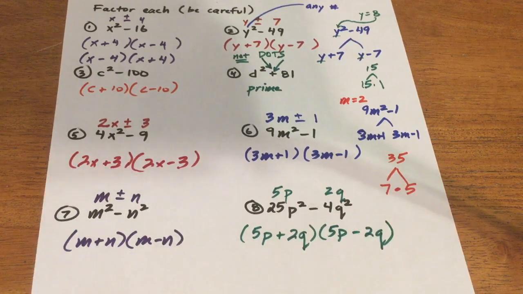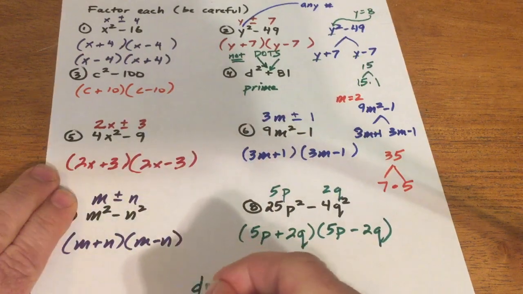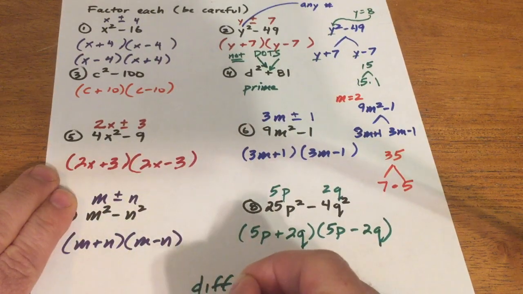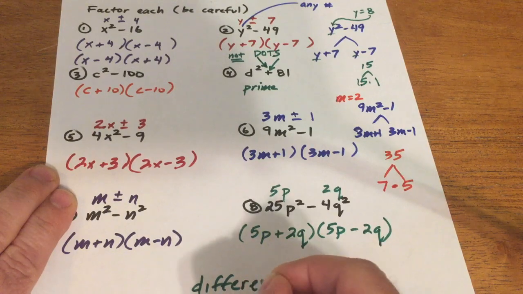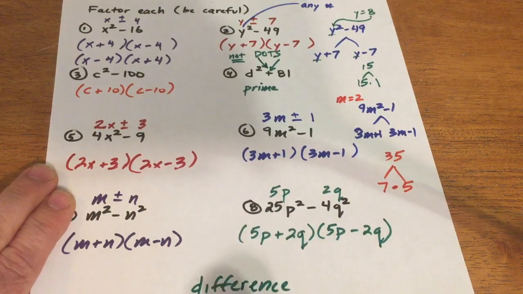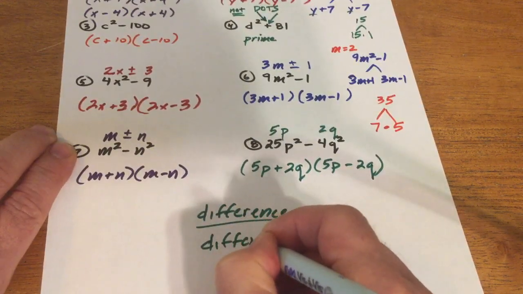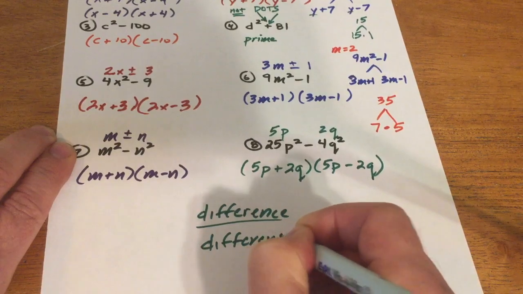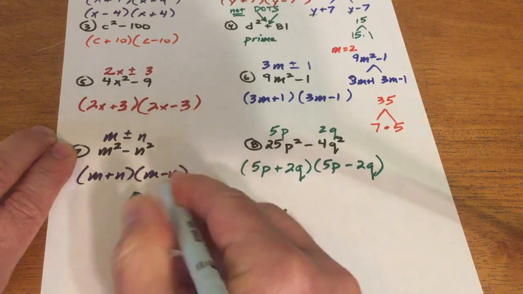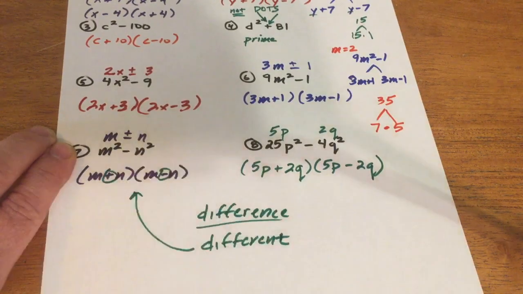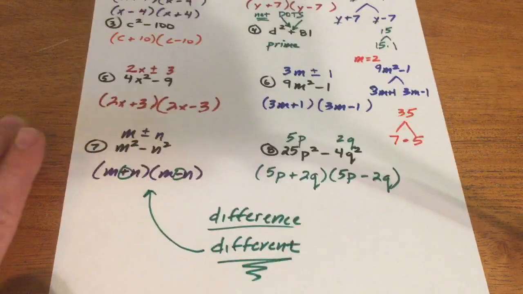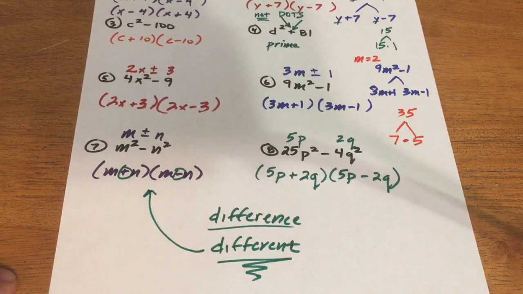Okay, ladies and gentlemen, hopefully that helps out with difference of two squares. By the way, one thing I wanted to mention. If we write out the word difference, this word is very similar to the word different. And when you write out your answer, notice this. These two signs right here will always be different. Always. That may help you.